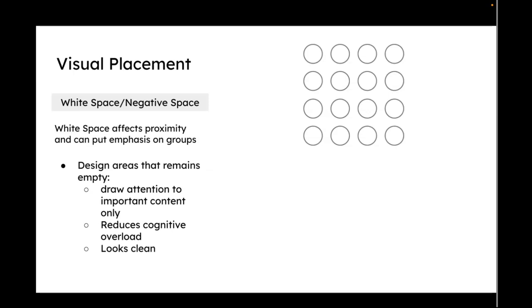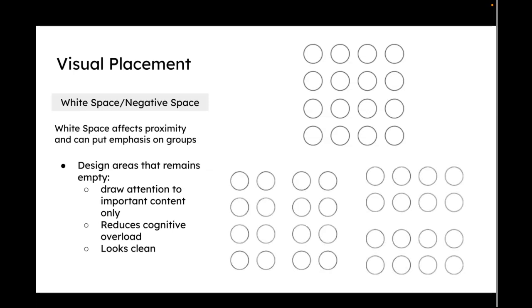So again, coming back to our circles, they're all grouped together. But now look at how they might change if I add a little bit of white space in between them. They still show a relationship because they are very close to each other. But again, that white space just breaks things up a little bit and can actually, believe it or not, reduce cognitive overload.